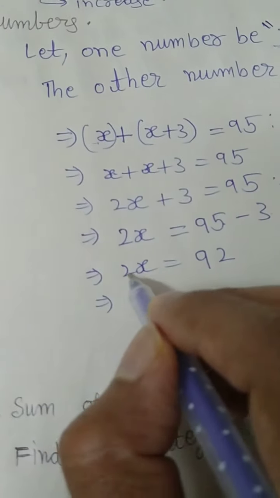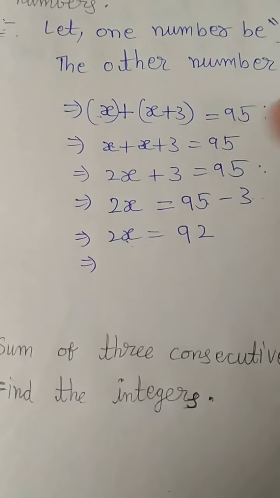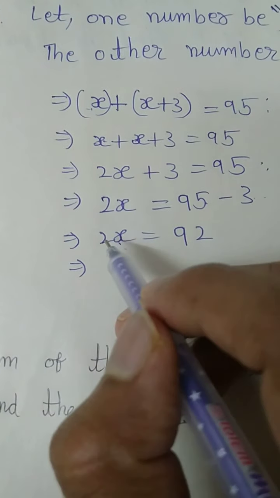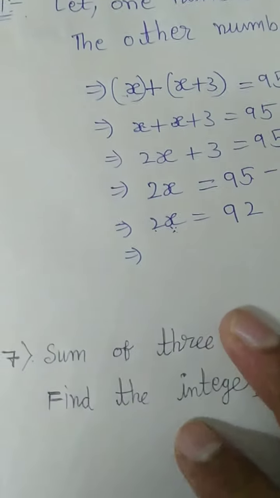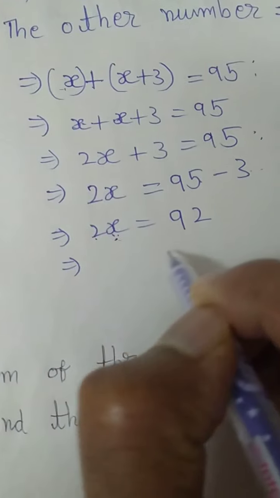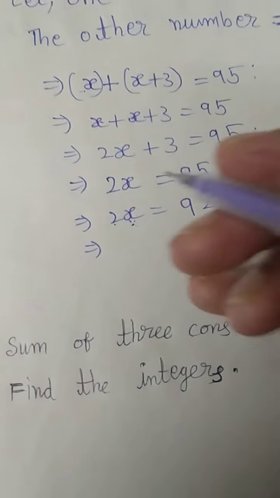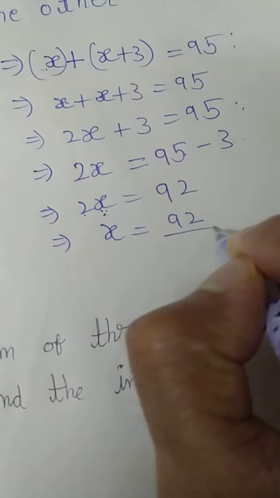So 2x. Here 2 is multiplying with x. I think you can see my video screen clearly. So 2 is multiplying with x, which means what will happen? If the number 2 goes to the other side, it will divide. So x is equal to 92 divided by 2.